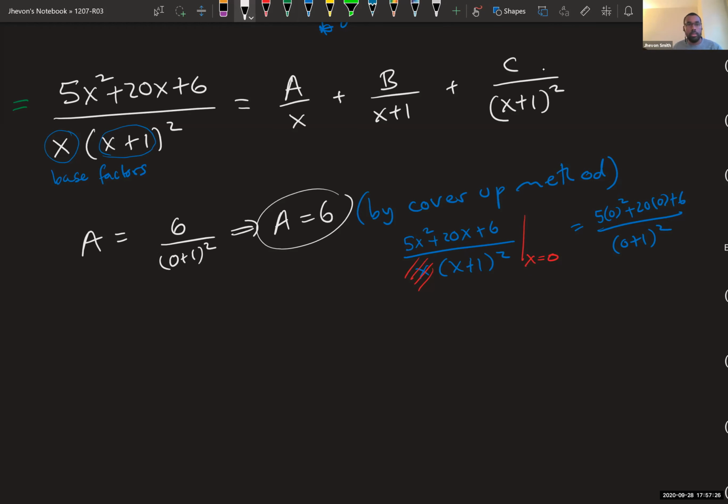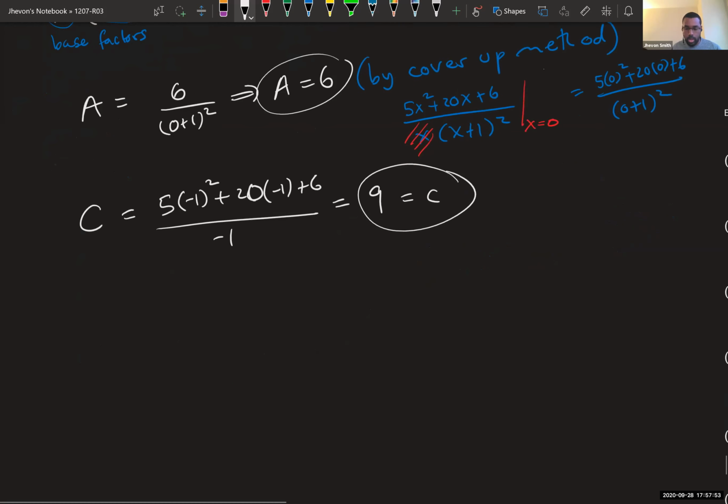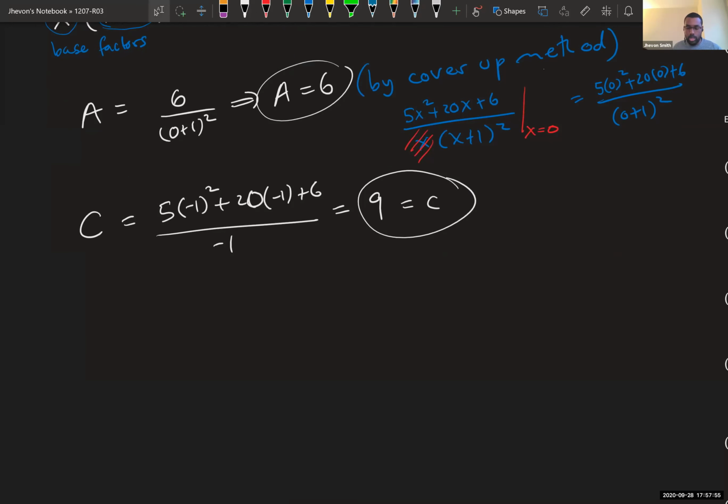Then I also did the cover-up method for C. I covered up the x plus 1 squared on the bottom, and then plugged in negative 1 for all the x's, and I have C equals negative 9. So 5 plus 6, which is 11, minus 20, which is minus 9, divided by 1.